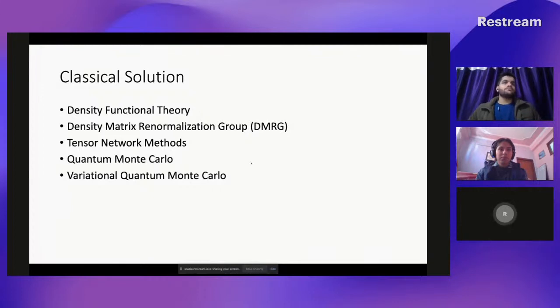Physicists have been trying to solve this problem using many classical solutions. For example, density functional theory, which is widely used in chemistry for chemicals. A lot of condensed matter people use the density matrix renormalization group, which we usually just call DMRG, or more general solutions such as tensor network methods. The other direction is using Monte Carlo. There are two kinds, quantum Monte Carlo and variational Monte Carlo. You perhaps also heard about DeepMind using neural networks to solve chemicals. That's basically a kind of variational Monte Carlo algorithm.